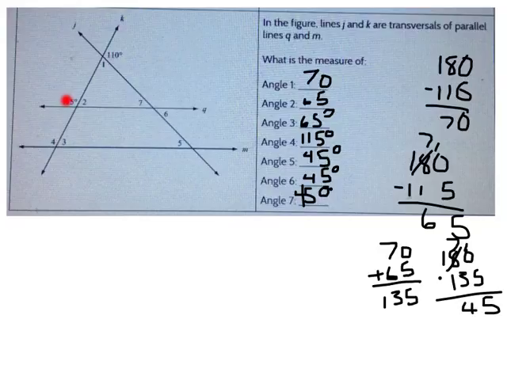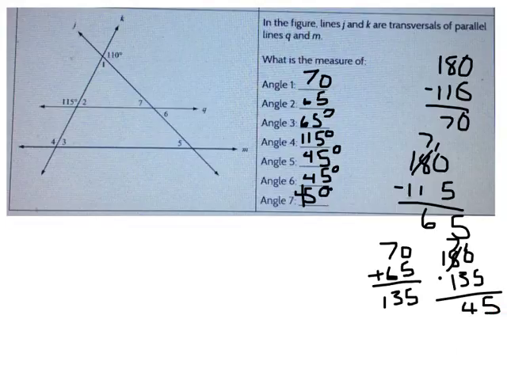I can find angle 2 because it's on a straight line with 115 degrees. 115 plus 65 is 180, so angle 2 is 65 degrees. I can find angle 7 now because it's the third angle on the inside of a triangle. Angle 7 is equal to 45 degrees. 70 plus 65 is 135. 180 minus 135 is 45.